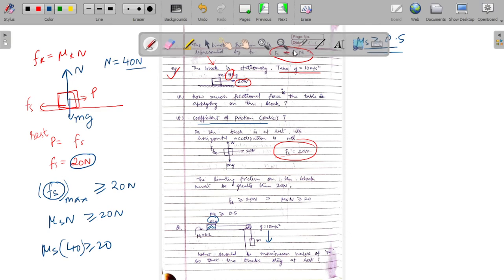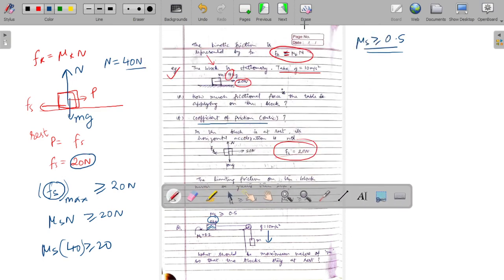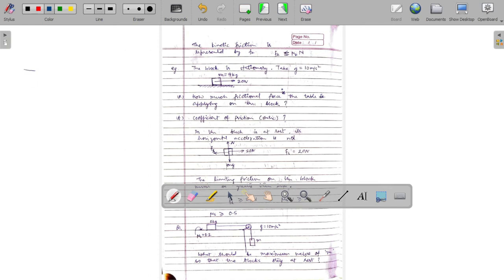So we have a pulley system, and this mass is some 2 kg mass.